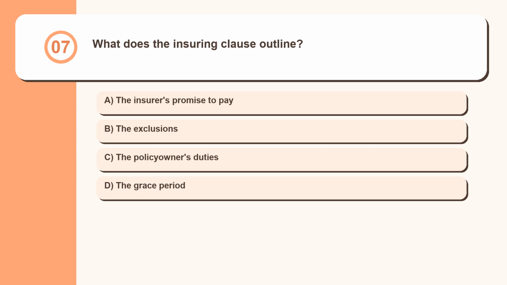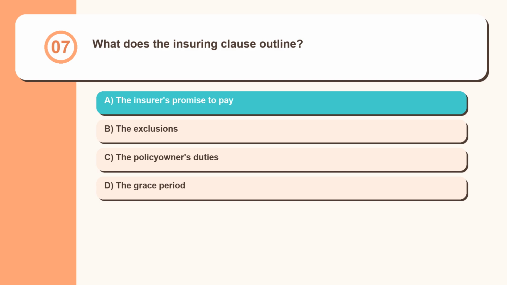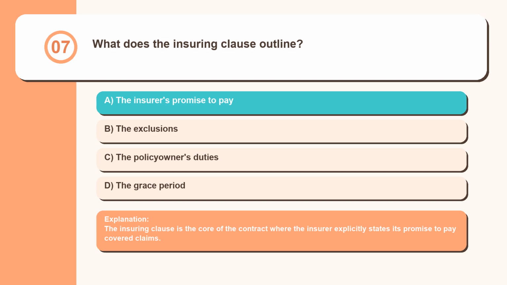Question 7. What does the insuring clause outline? The insurer's promise to pay, the exclusions, the policy owner's duties, the grace period. The insuring clause is the core of the contract where the insurer explicitly states its promise to pay covered claims.